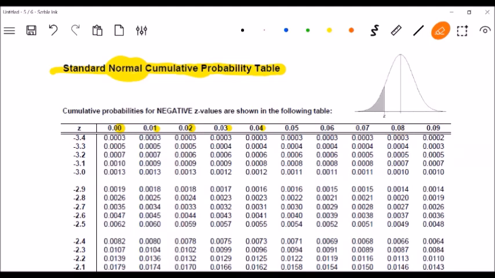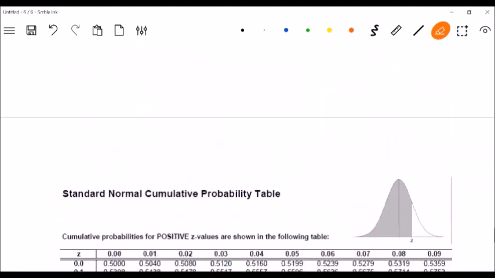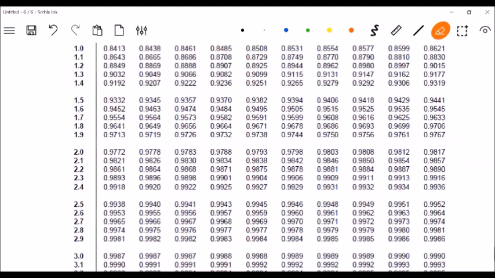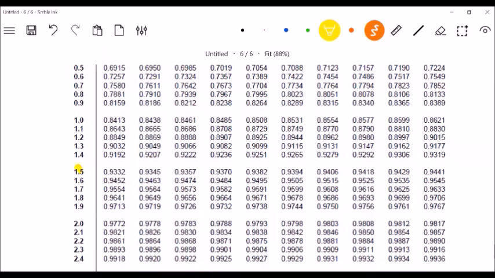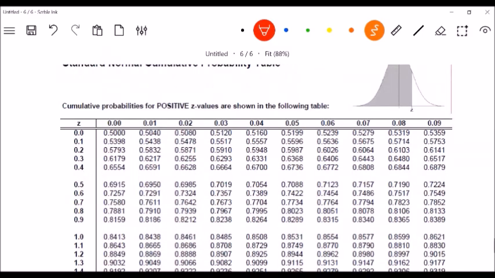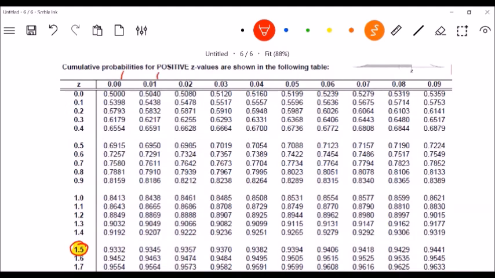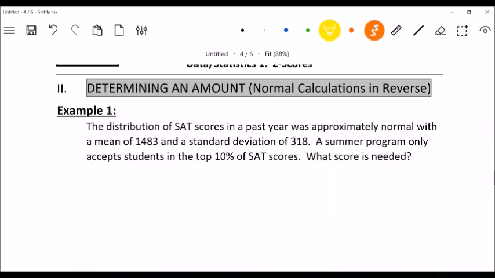We are using 1.5. So we have to go past the negatives to a second page, and find 1.5. There's 1.5. Now look at the decimals above it, and we have 0, 0, 1, 2, 3, 4. We were looking at 1.50, so this is the column that we'll use, and we'll take that first number here. This is the one that we want, 0.9332.